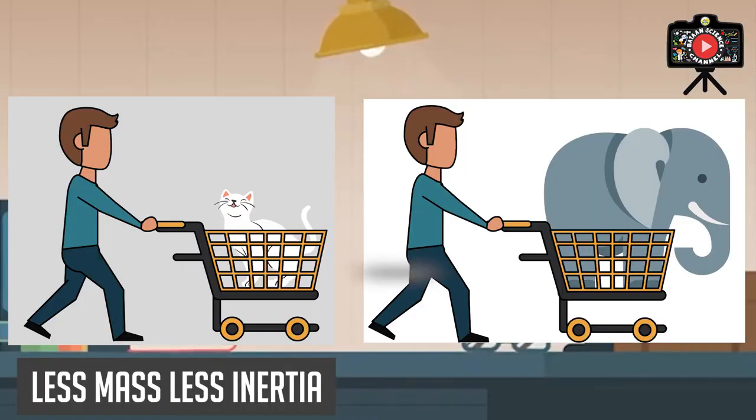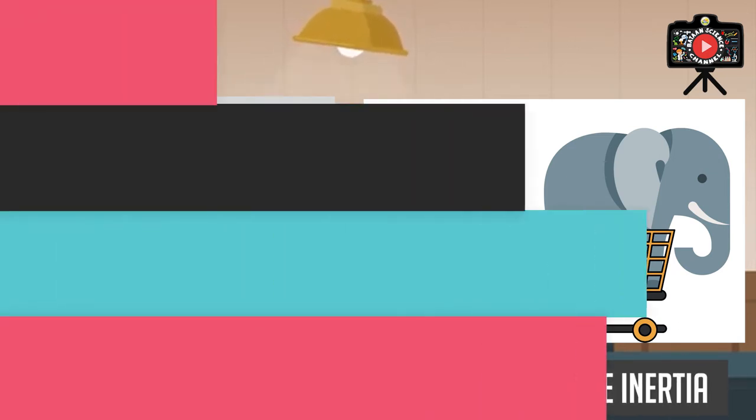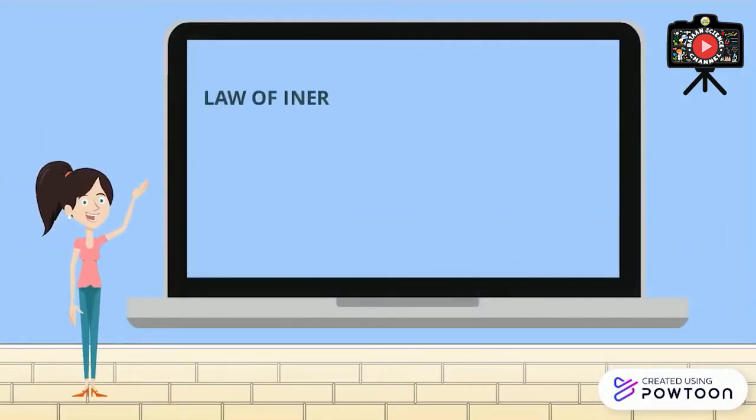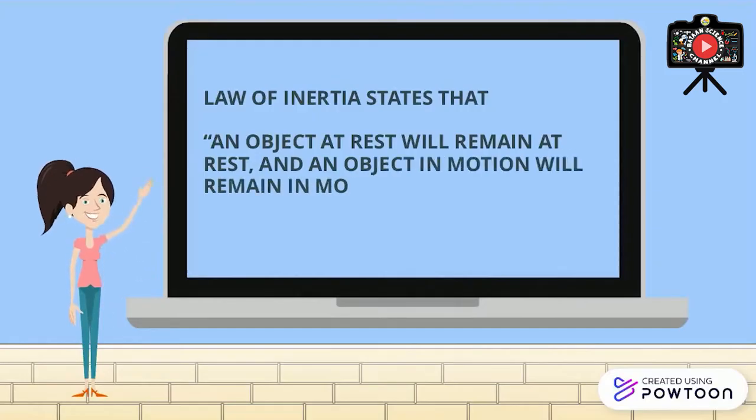The greater the mass of the body, the greater its inertia. Meaning, an object with more mass has more inertia, and it would take greater force to move the object. In summary, Newton's first law of motion states that an object at rest will remain at rest, and an object in motion will remain in motion unless it is acted upon by an external force.